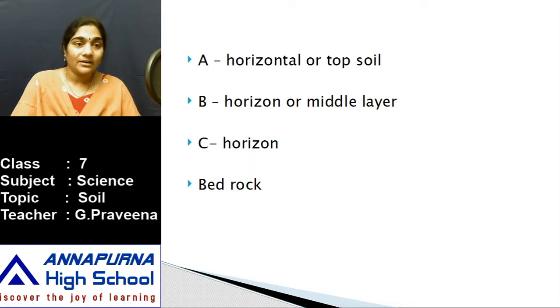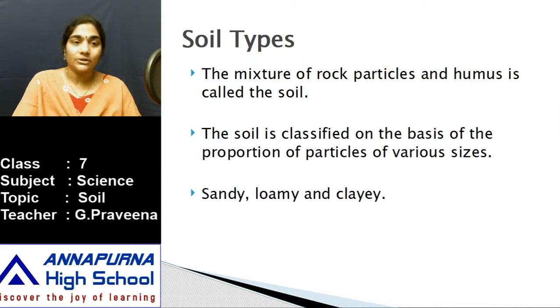and this is called the soil profile. So A horizon, which is also called the topsoil, then the B horizon, also called the middle layer, the next is the C horizon, and the last is the bedrock. Slightly, there is a mistake here: it is not "horizontal", it is the A horizon, also called the top layer. So this is how the soil profile is seen.